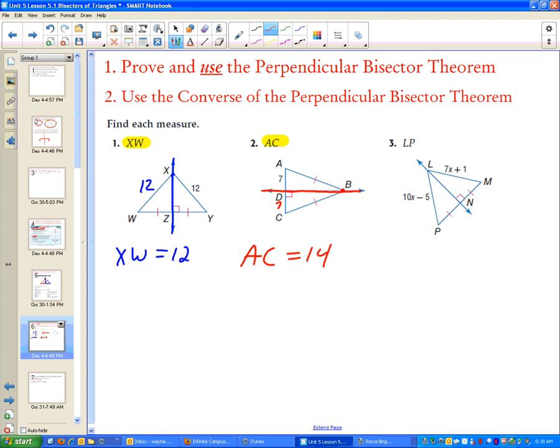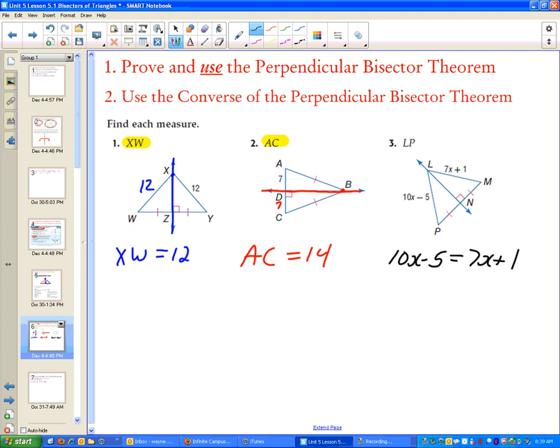All right, on number 3, we have to find the length of LP, but before we can do that, we're going to need to find what X is. Is this one really as simple as it looks? Do I just set those two measures equal to each other? Yeah, I do. Because LN is the perpendicular bisector of segment MP, so the distance from L to P must equal the distance from L to M.